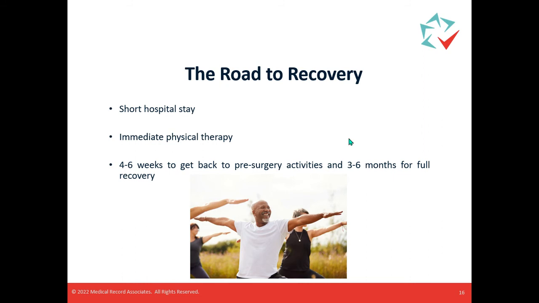Out of all the major joint surgeries done today, partial and total hip replacements are typically considered the easiest to recover from. They usually require a very short hospital stay, and physical therapy is started immediately on the day of surgery. Most patients can get back to their pre-surgery activities within 4 to 6 weeks, and a full recovery is expected to be reached at the 3 to 6 month mark.